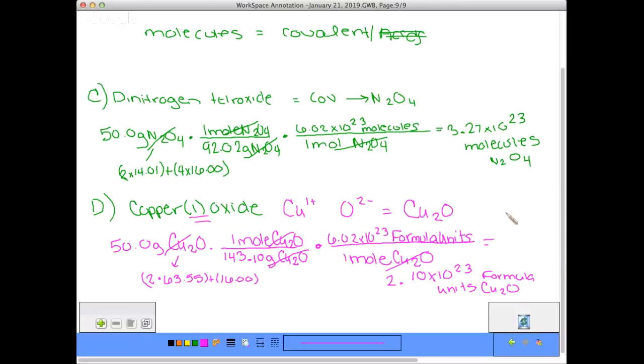And so again, it's the exact same idea, but when we talk about an ionic compound, we need to talk about formula units. We can't talk about molecules because they don't exist as molecules. They exist as a lattice structure of these positive and negative ions.